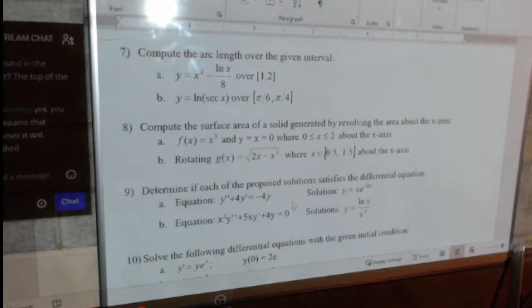There will be at least one work problem. That could be anything from springs to tanks, those sorts of things. Also the center of mass concept that we went over.